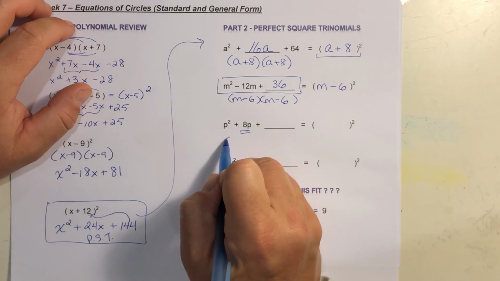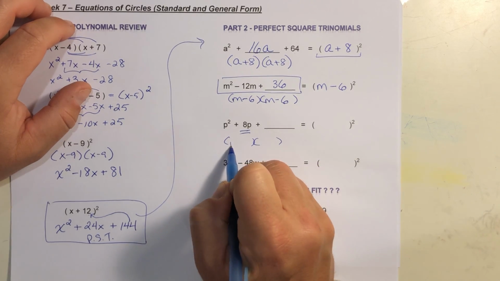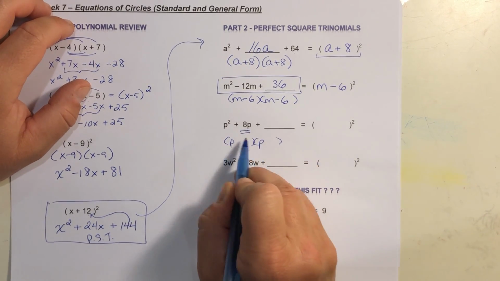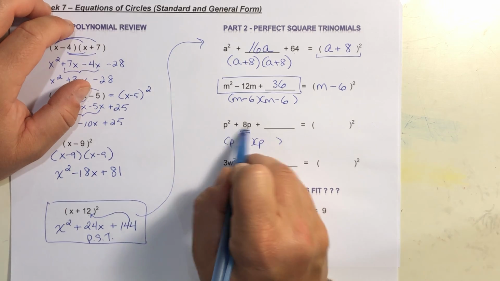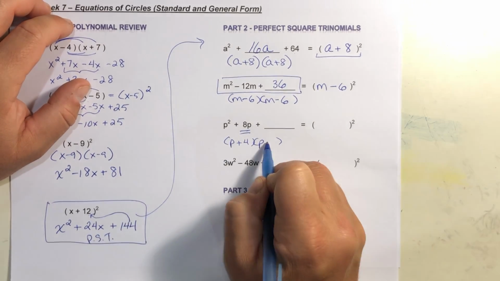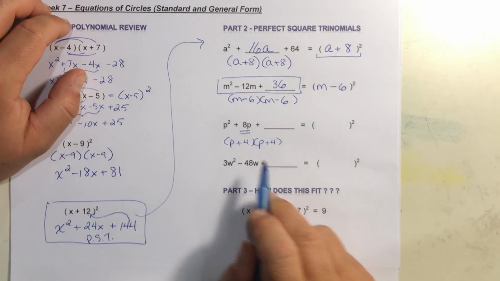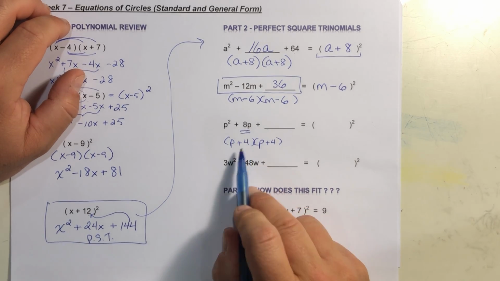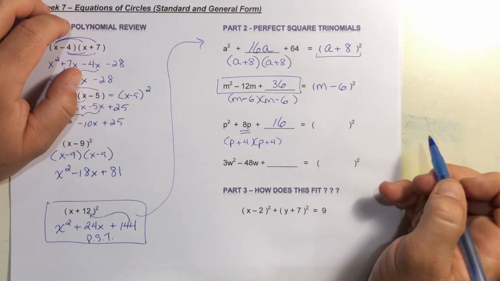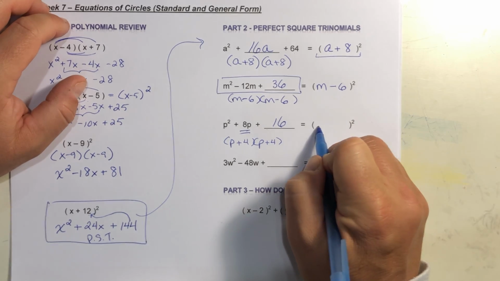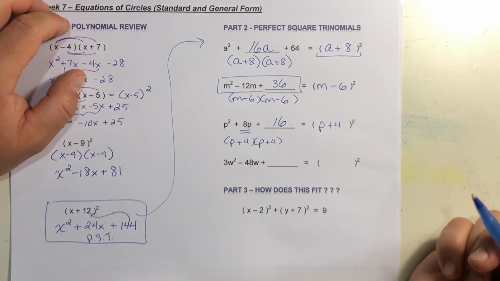So half of that would be, I'm going to put my p's here, right? P times p is p squared. And then I think it's going to be all positive, right? I think it's going to be plus 4 and plus 4, right? This way, 4 plus 4 is 8, and 4 times 4 is 16. And this can be factored or rewritten as p plus 4 quantity squared.